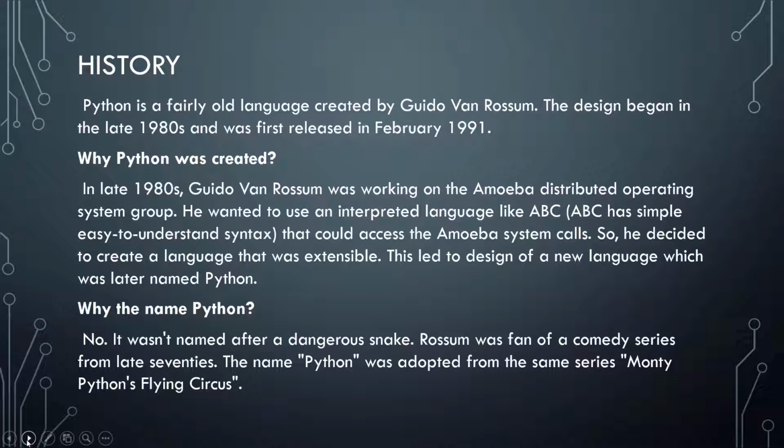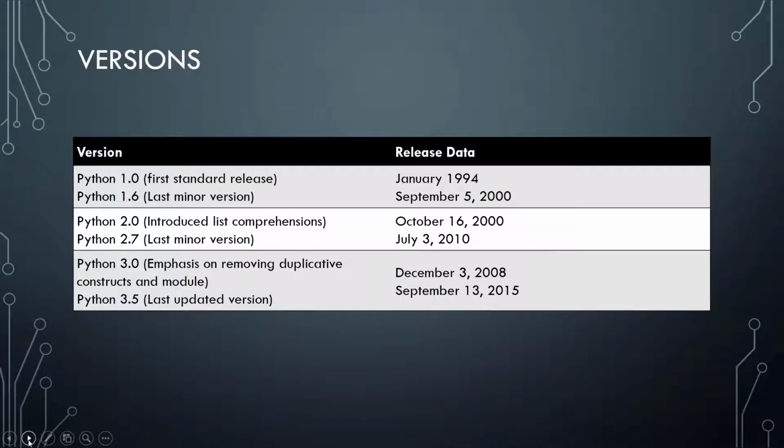We do have other languages like C and C++. C++ is also an object-oriented language, but the syntax there is very strict when compared to Python. The first version, released for local use, came into existence in 1994 with version 1.0. Then we had a lot of versions like 1.6, 2.0, 2.7, 3.0, 3.5, and the latest one that we have is version 3.6 of Python.